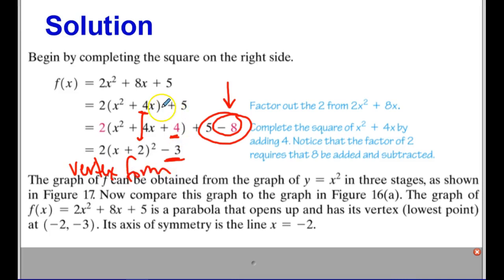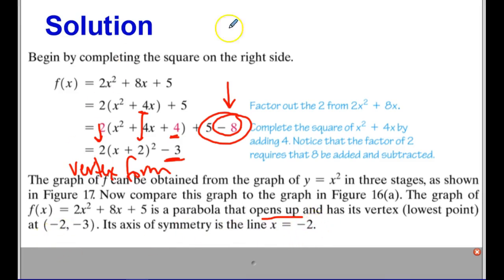So in the beginning, we looked at what's standard form. This is what we call vertex form. Here's my a value, and my a value is positive, so I know it's going to open up. It has its vertex, which we know is going to be a minimum because it opens up, at (-2, -3), and the axis of symmetry is the line x equals -2.